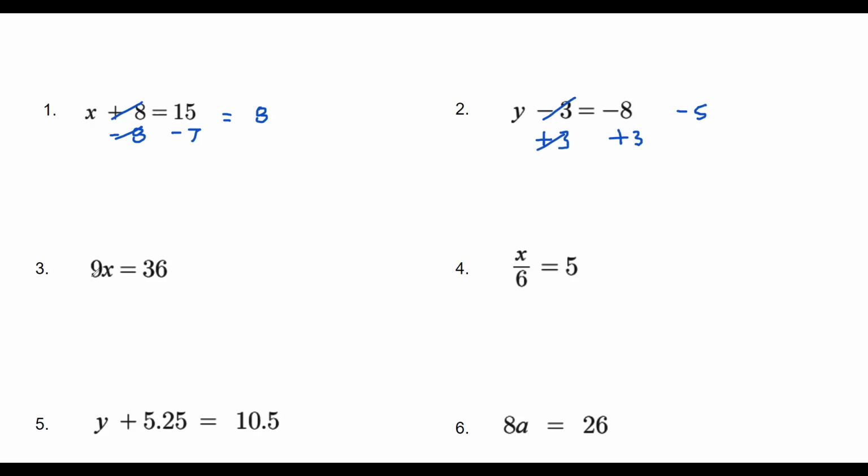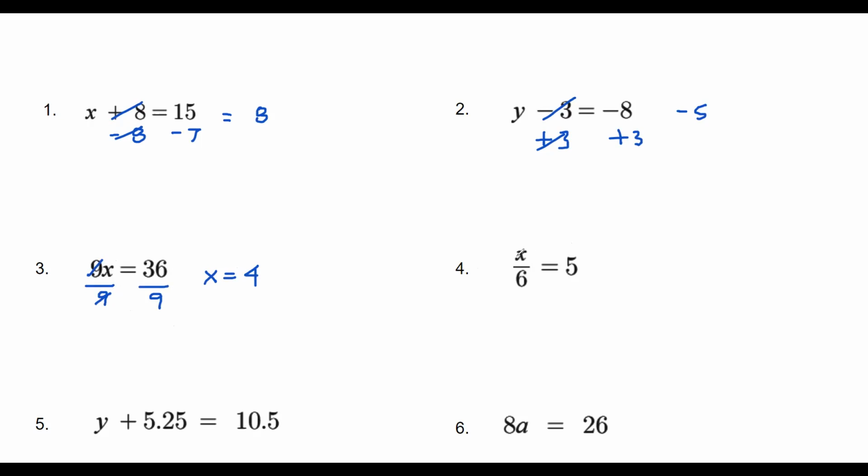Next problem. 9x equals 36. The 9 before the x means we're multiplying x by 9. We want to do the opposite of that. That's divide by 9 to both sides. That will cancel out these 9s. And it leaves us with x is equal to 36 divided by 9, which is 4.